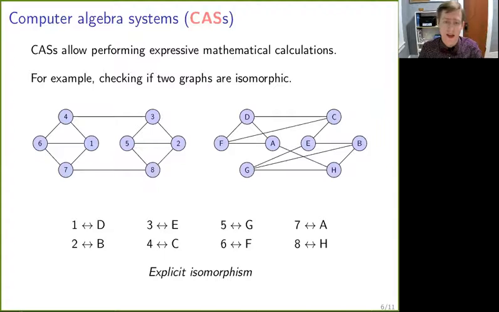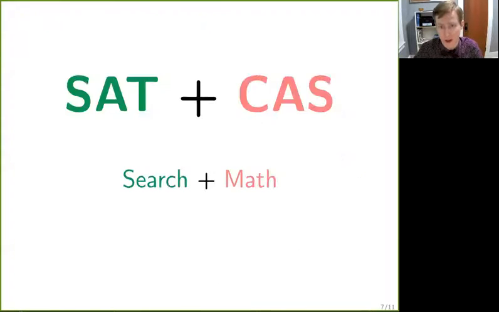Another type of software that we use is known as a computer algebra system, or a CAS. These are systems designed to do mathematical calculations. For example, if you take a look at these two graphs here, they look different at first. However, it turns out these are actually isomorphic. A CAS will tell you they are isomorphic and actually provide you with an explicit isomorphism that you can check.